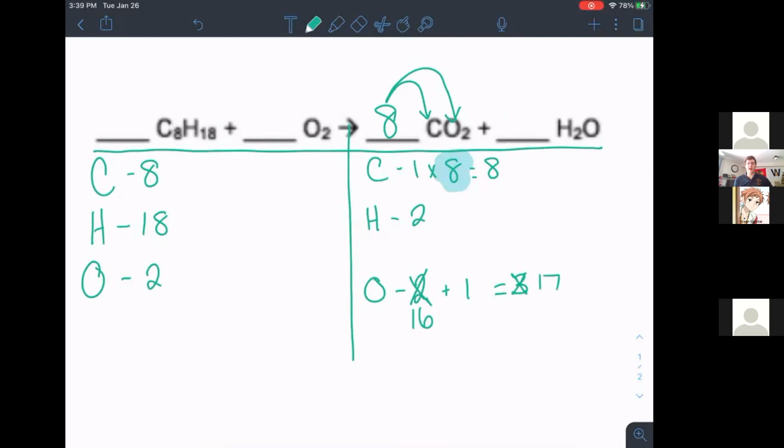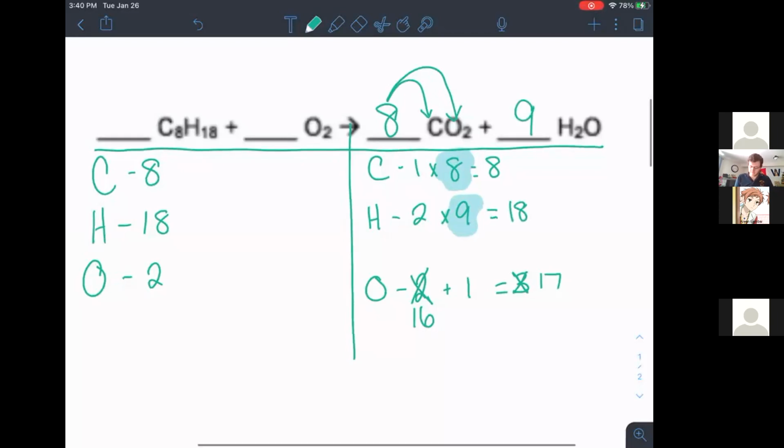All right, and then my hydrogens, do they match? No. No, so how do I make my hydrogens match? Which side do I have to change? You multiply the hydrogen on the product side by 9. Awesome, and that gives us 18. And I put this 9 where? In front of H2O. Awesome.